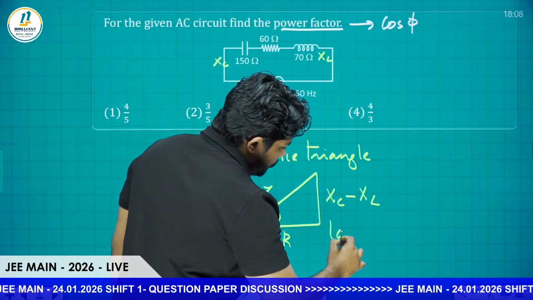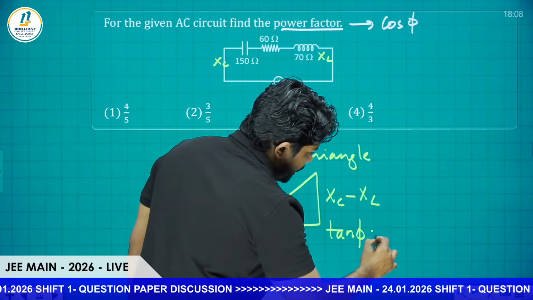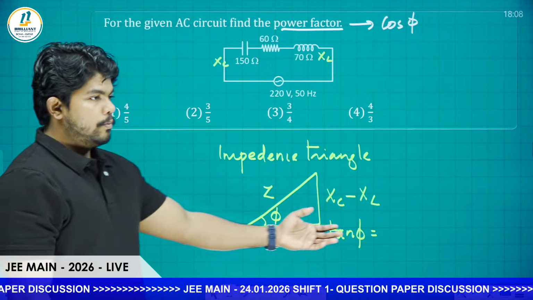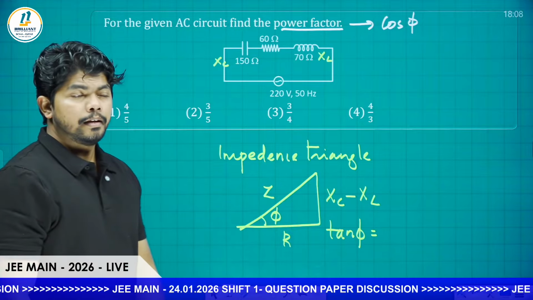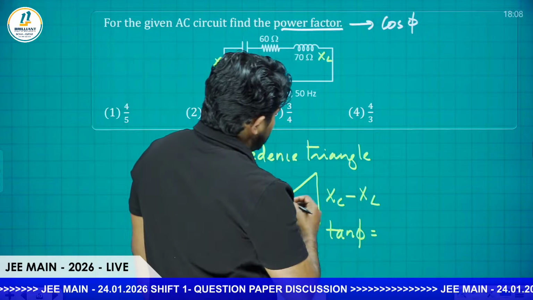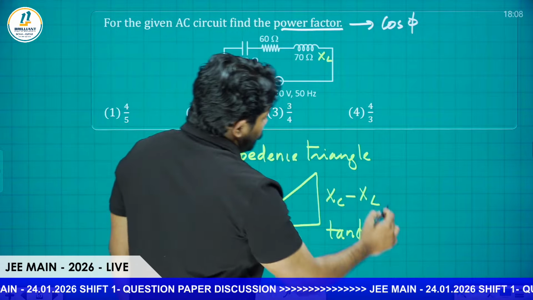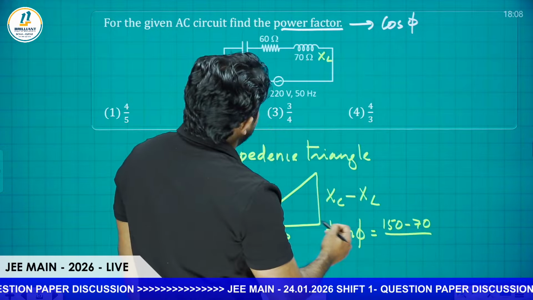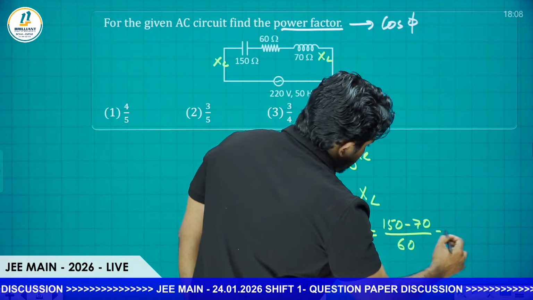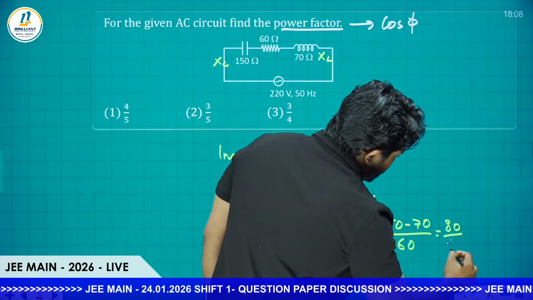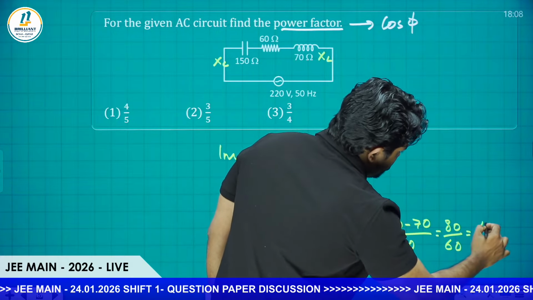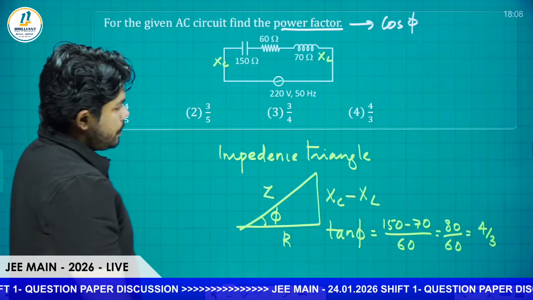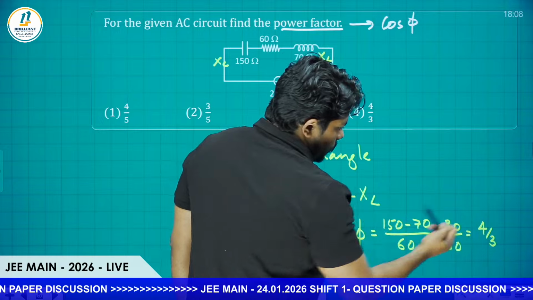And from here we can find tan phi. What will be tan phi? You can comment. Tan phi is nothing but XC minus XL divided by R. That is 150 minus 70 divided by 60, so this will be 80 divided by 60, that is 4 by 3. Now we got tan phi as 4 by 3.